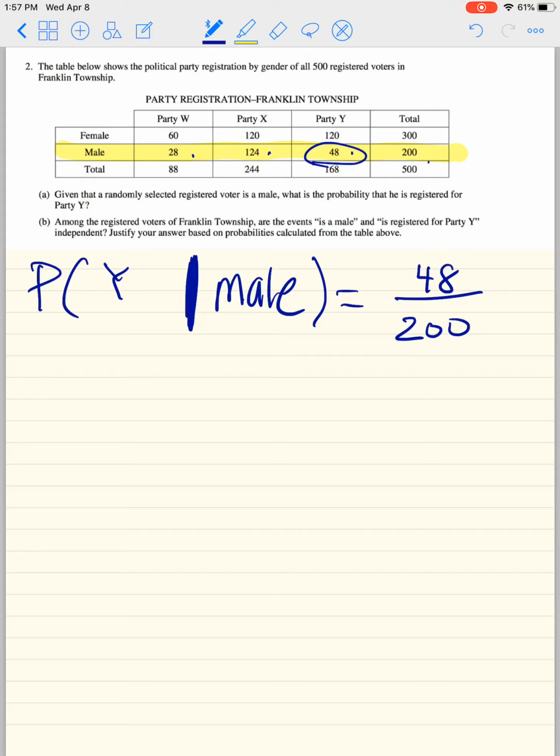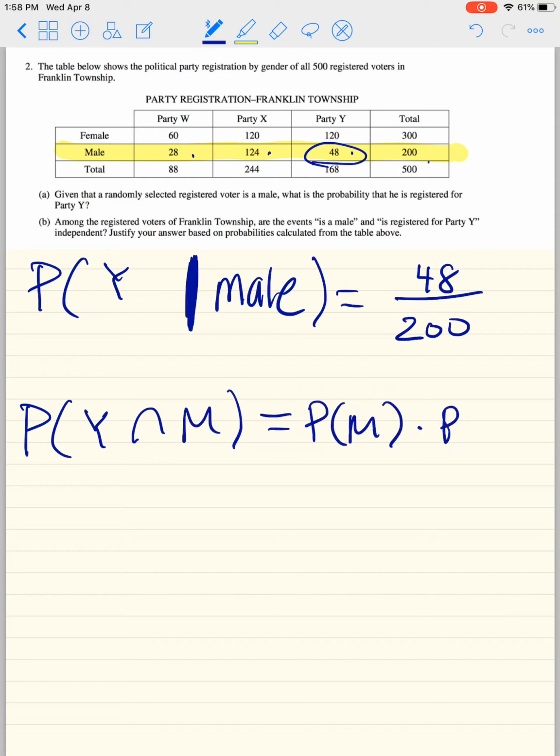Letter B. Among the registered voters of Franklin Township, are the events is a male and registered for party Y independent? Justify your answer based on probability. Well, we know how to show independence. Two events are independent if their intersection is equal to the product of the two probabilities. And it doesn't matter if you put male and Y or Y and male.